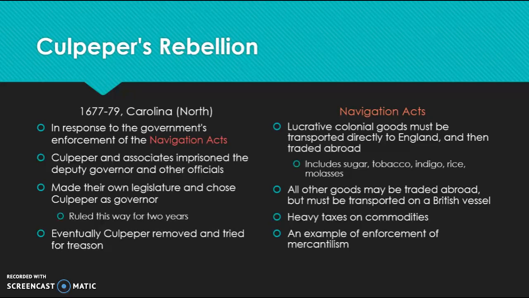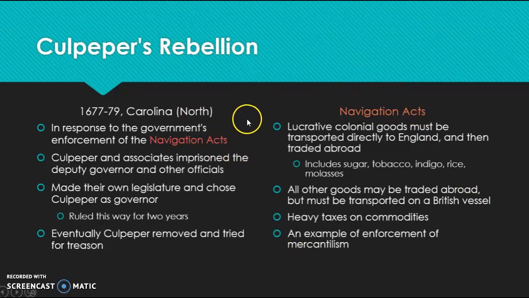So part of the rules here, making sure colonial goods are transported directly to England, and so that is going to include cash crops. So any cash crops had to be shipped directly to England. Any other goods coming out of the colonies, if they were not a cash crop, they could be sold to other nations, but they must be transported on a British vessel, and that's to make sure duties are being collected. So heavy taxes as well. A lot of people were trying to, you know, smuggle things in to get out of those taxes. So anyway, this rebellion was in response to these.